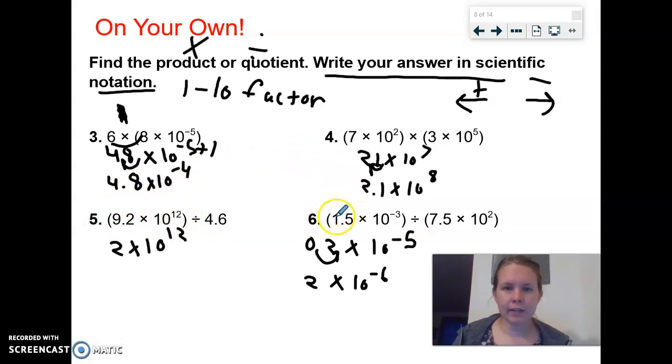Then I need to take the 1.5 and divide by 7.5, and so I have 0.2. With my powers, I subtract them, so negative 3 minus 2 would be negative 5. I want to move this decimal 1 to the right, and like I said, you're going to subtract a power, so I take negative 5 minus 1, and now I have a negative 6 as my power. Okay, so I have 2 times 10 to the negative 6.